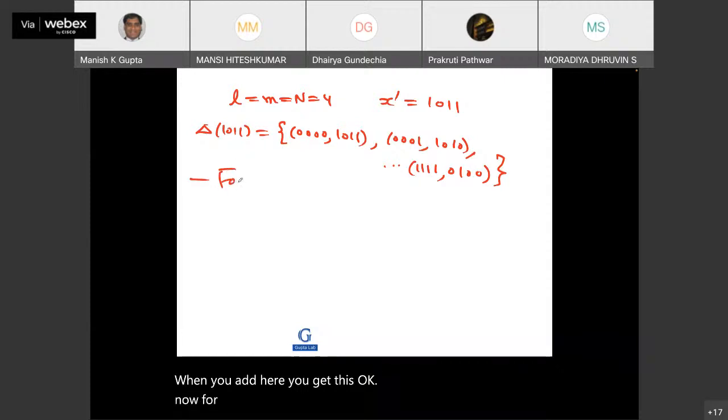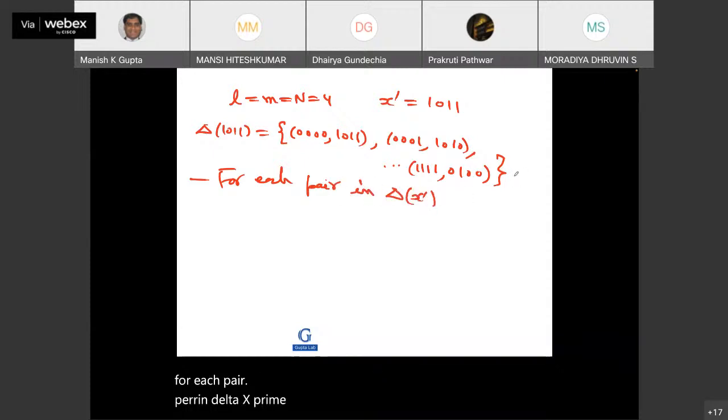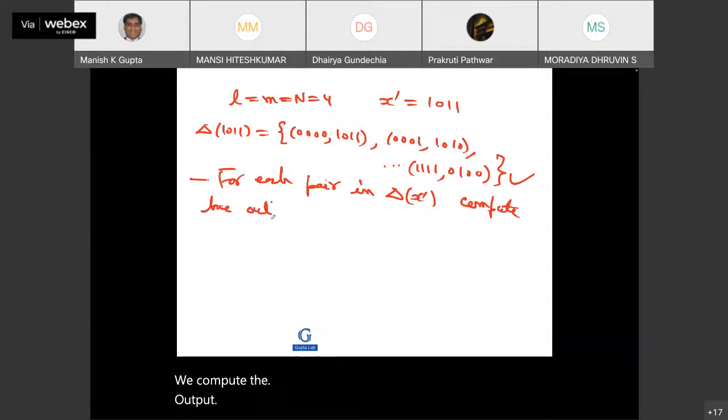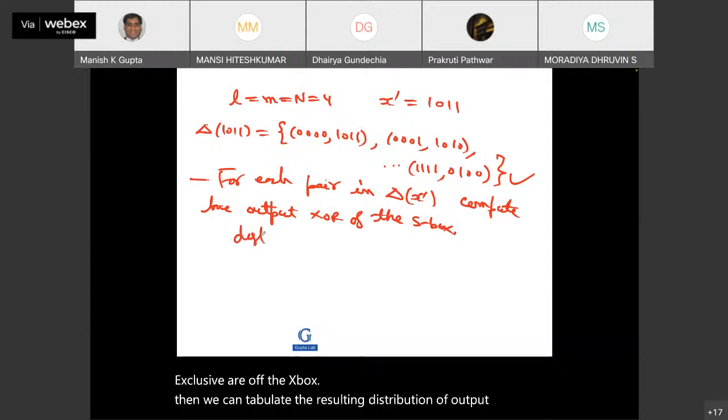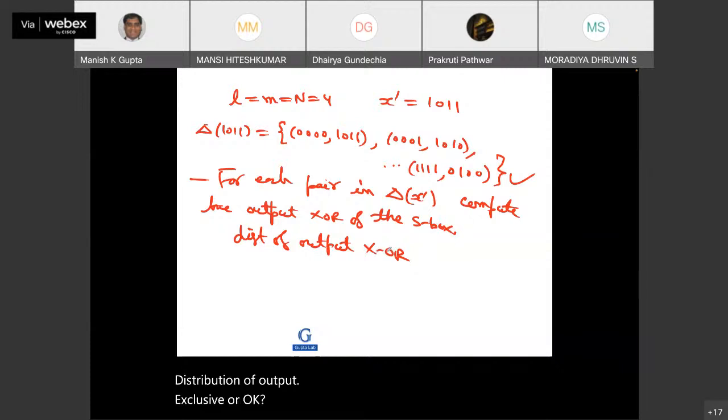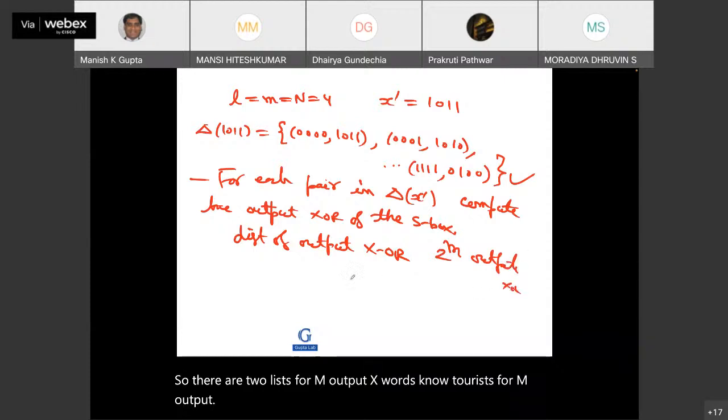Now for each pair in delta x prime, this is the delta x prime set, for each pair we compute the output exclusive OR of the S box. Then we can tabulate the resulting distribution of output exclusive ORs. So there are 2^m output exclusive ORs, which are distributed among 2^n possible values.